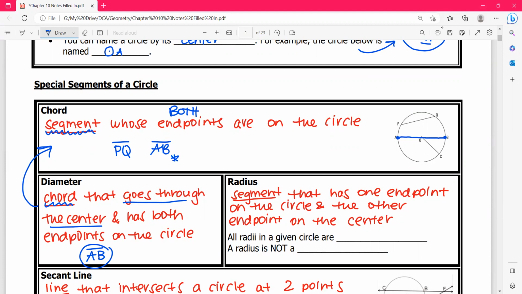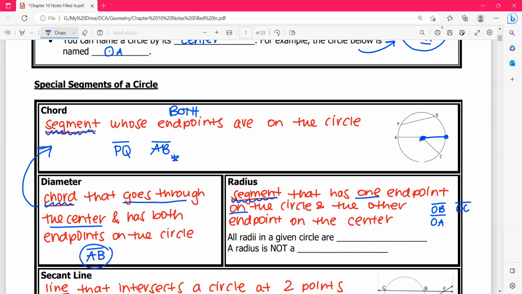Radius should not be new. It's a segment that has only one endpoint on the circle and the other endpoint on the center. So when we name radii, we always use the center point first. So when I name the radii in this circle above, we're going to say OB. Segment OB is a radius. The center is O, right? I could say there's a radius at OA and also at OC. Anytime I have a segment that has one endpoint on the center, the other endpoint on the circle.